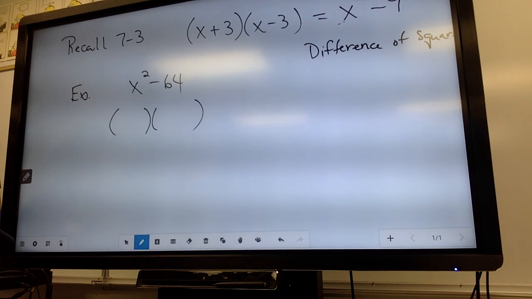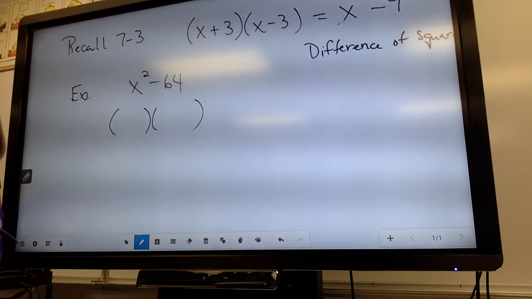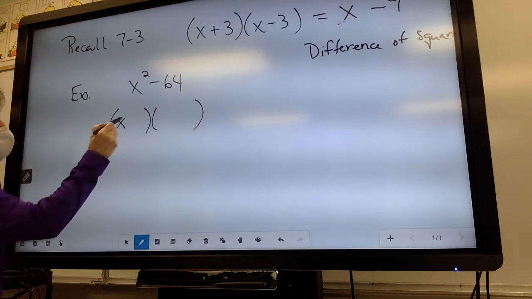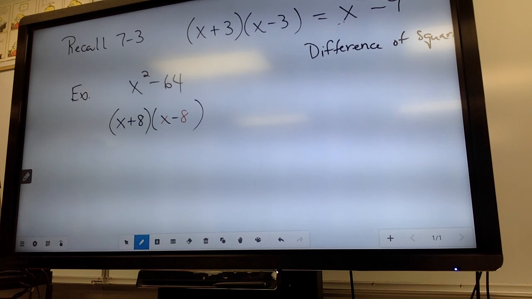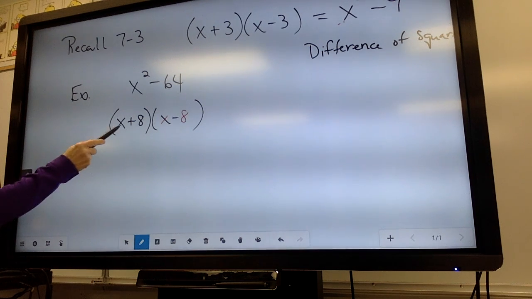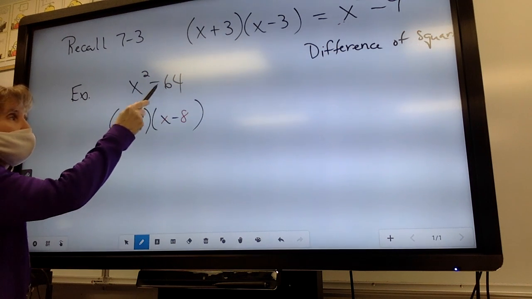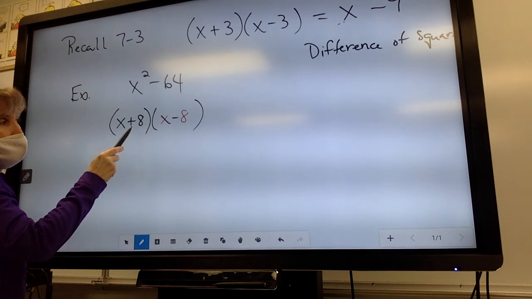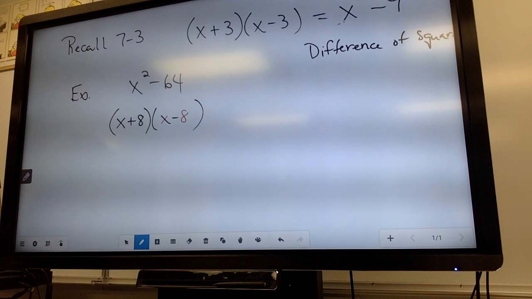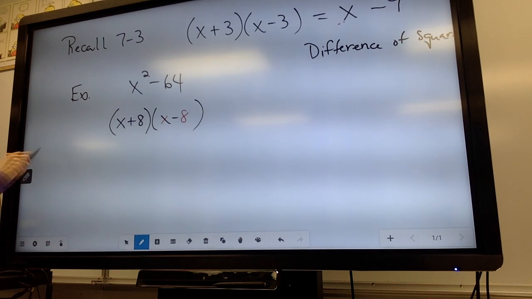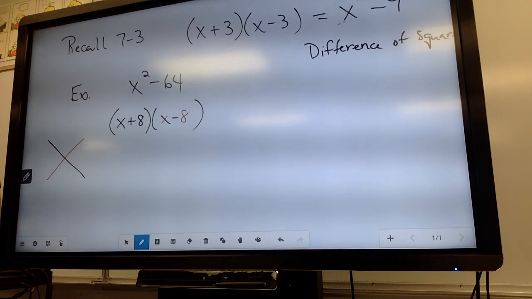Plus 8 and negative 8. Okay, so I'd say x plus 8 and x minus 8, and he's correct. The signs are going to be different. That's why the middle term drops out here. And then last term times last term have opposite signs. That's why it's a negative 64. If you want to do the x, you can do that.